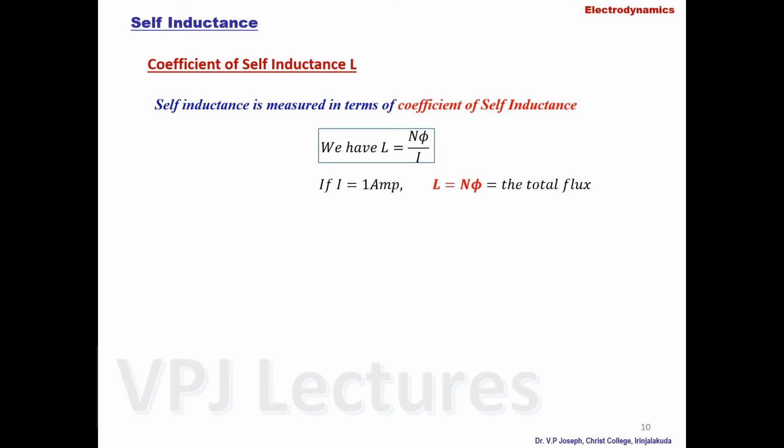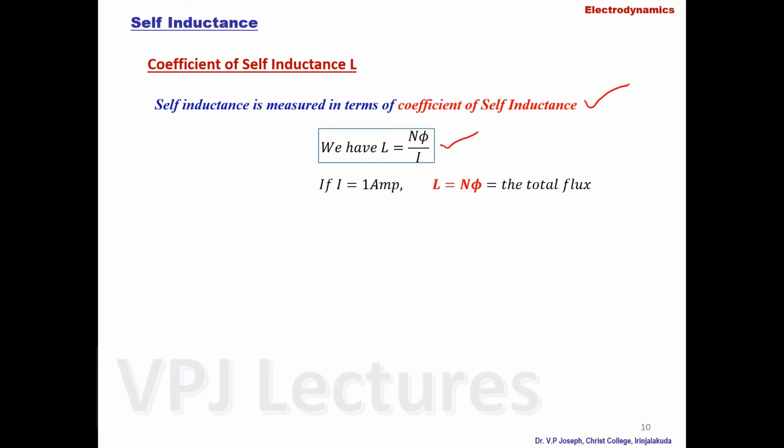The next thing is how to measure the self-inductance. Now we will consider the coefficient of self-inductance, or what L is. Based on these two equations, we will explain the coefficient of self-inductance and also the unit used for self-inductance. Self-inductance is measured in terms of the coefficient of self-inductance. As our first relation, we have L is equal to N phi by I or phi by I.